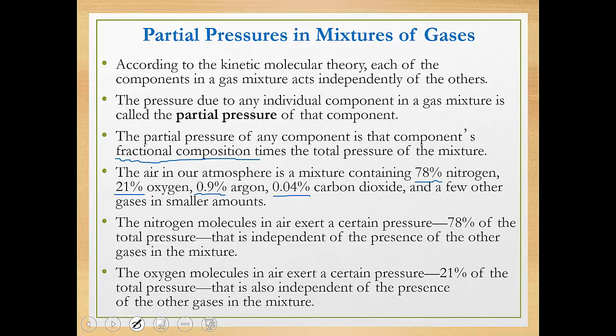So if we have this composition for air, that means that each one of those gases is going to exert its own pressure on the gas. So for instance, the nitrogen molecules are going to exert 78% of whatever the total atmospheric pressure is, 78% of 1 atmosphere. And it's independent of whether or not the other gases are present. So if you took away the oxygen, the nitrogen's not suddenly going to exert more pressure. It exerts what it exerts. Oxygen, same thing, 21% of the total pressure. If it's 1 atmosphere, 21% of 1 atmosphere.